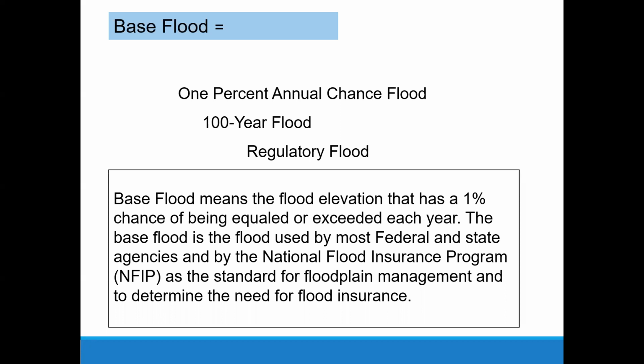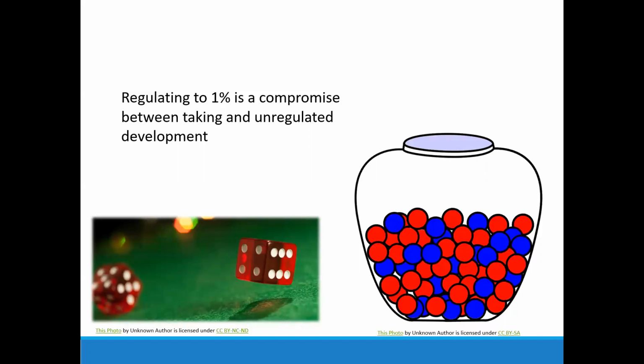We're describing a probability. It's a 1% chance of being equaled or exceeded each year. And so we have to think of probability because every flood is a gamble. We don't know when things are going to happen exactly, and we're having more erratic and unpredictable and extreme weather patterns, and we're looking at an increase in flood waters and rainwater. So again, it is a compromise between having completely unregulated development happening in the floodplain and restricting any development at all. So we allow development as long as it meets our performance standards.